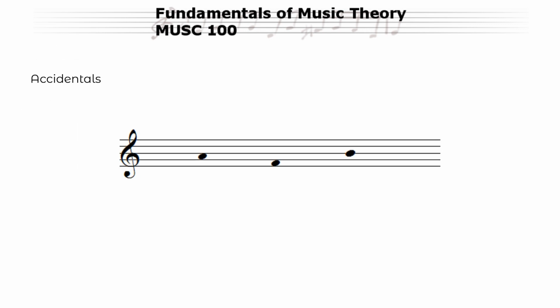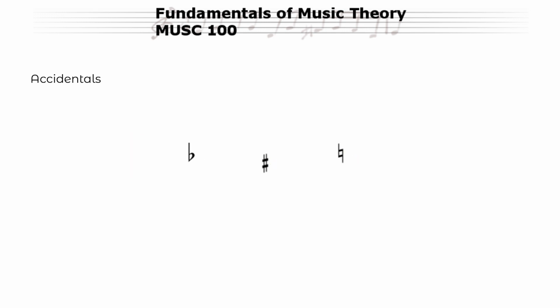This video covers accidentals, key signatures, and enharmonic equivalents. An accidental is a notation symbol placed before a note that raises or lowers the pitch. The three most common accidentals are flats, sharps, and naturals.